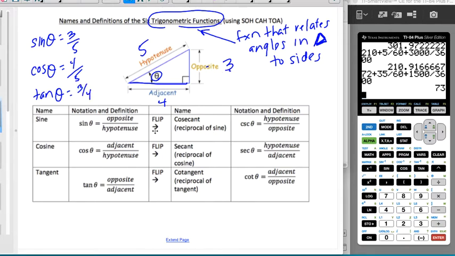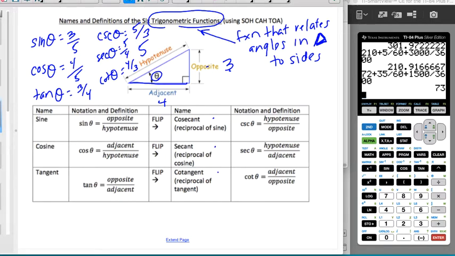The other 3 trig functions, cosecant, secant, and cotangent, are just the reciprocal of those functions. So in this problem, cosecant would be the flipped version of sine. It would be 5/3. Secant, which is the flipped version of cosine, would be 5/4, and cotangent, which is the flipped version of tangent, would be 4/3, right? So that would be my 6 trig functions.